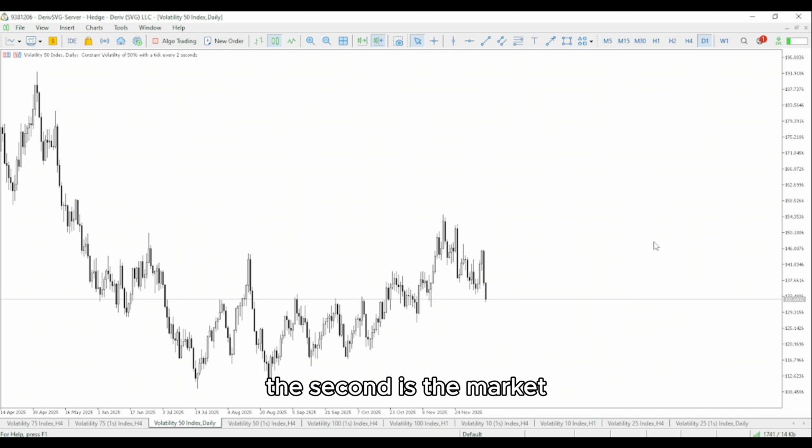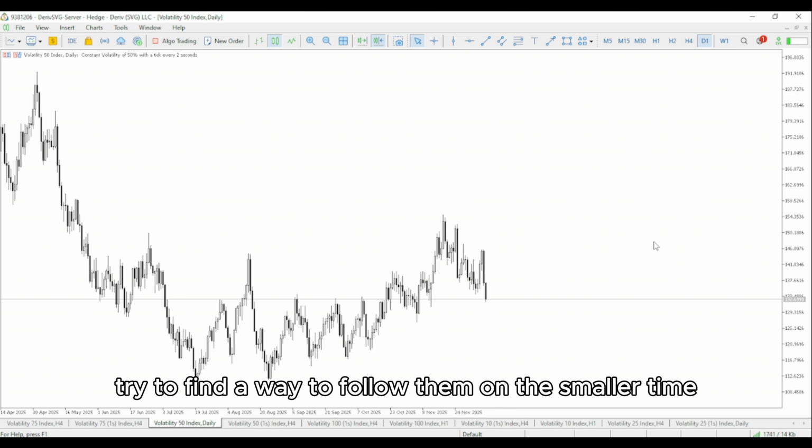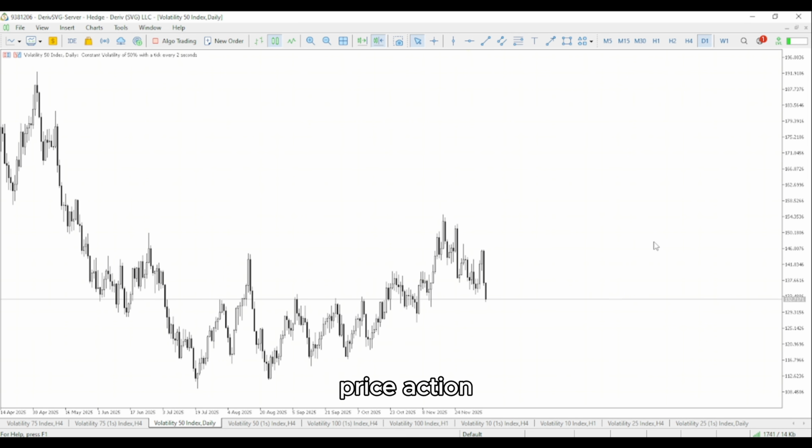The second is the market structure. The weekly analysis will help you identify if the market is trending up or down, or if it is a ranging or choppy market in general. You will know what the big investors are doing and you will try to find a way to follow them on the smaller time frames using price action strategies.